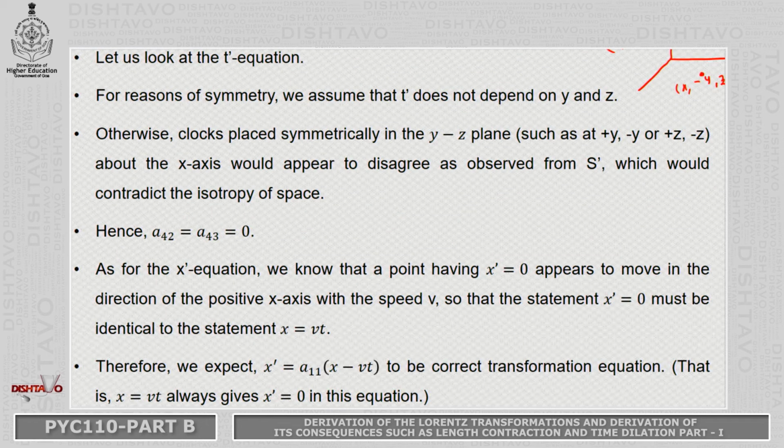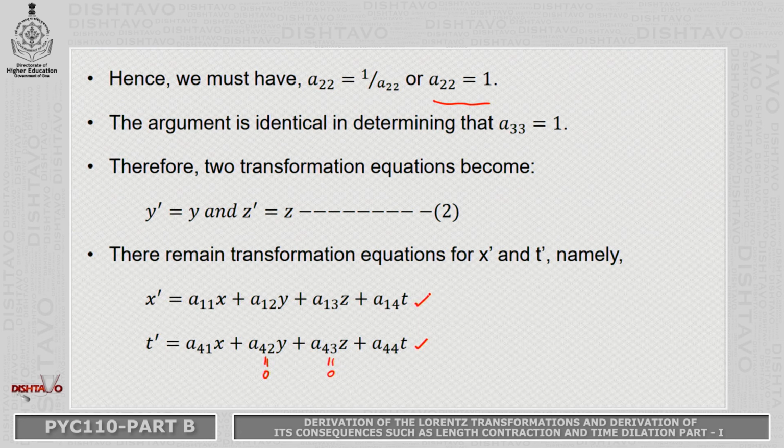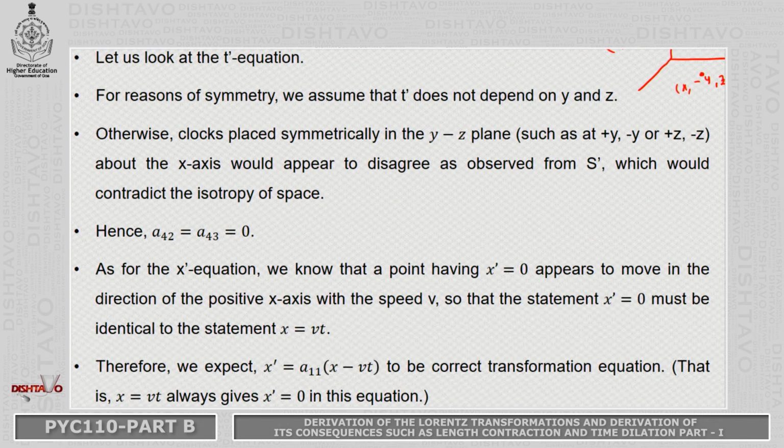Similarly, for the x dash equation, which is given by this, we know that a point having x dash equal to 0 appears to move in the direction of the positive x-axis with the speed v. So x dash is 0 and must be identical to the statement x equal to vt. We can show it like this. This is S frame and this is S dash frame. This is x dash, this is x, and this is moving with the velocity v.